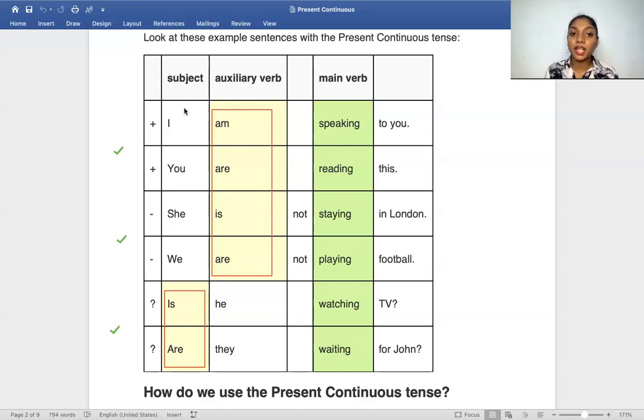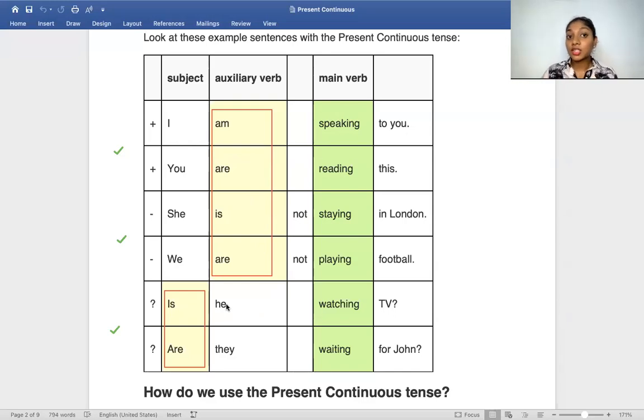Normally we have I am speaking to you. You are reading this. Now if I want to turn this same sentence into a question: are you reading a book? So what do we do? We take the helping verb, the auxiliary verb, are, to the front. Of am, is, are, we bring the helping verb forward. Only after that do we place the subject.